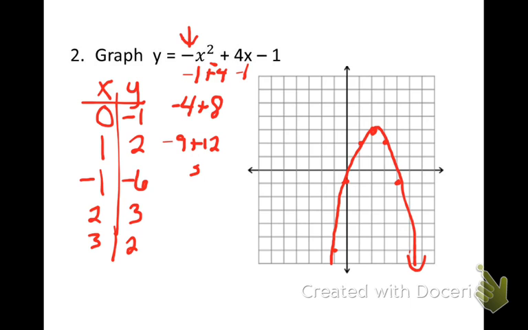Oops, I missed that point. And don't forget to put your arrows on it. So again, this would be the vertex point right here. That's where it turns, and then it does open downward, so that is a maximum point there.